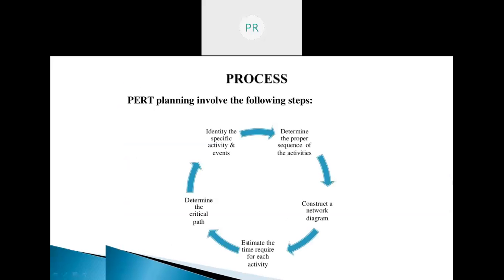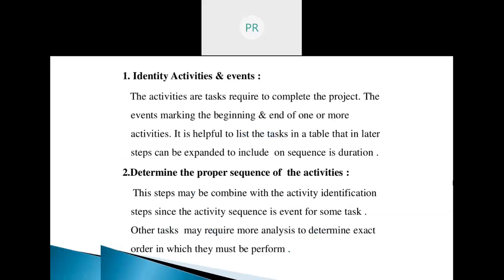Okay. So this diagram depicts the process in PERT planning. This planning involves the following steps. First is identifying activities and events. The activities are tasks required to complete the project. The events mark the beginning and end of one or more activities. It is helpful to list the tasks in a table that in later steps can be expanded to include sequence and duration. So talking about activities and events, let us briefly know what are activities and what are events.